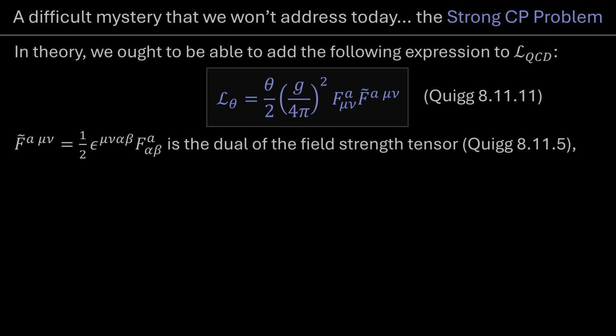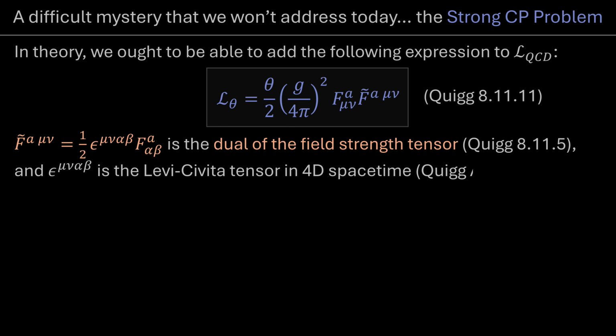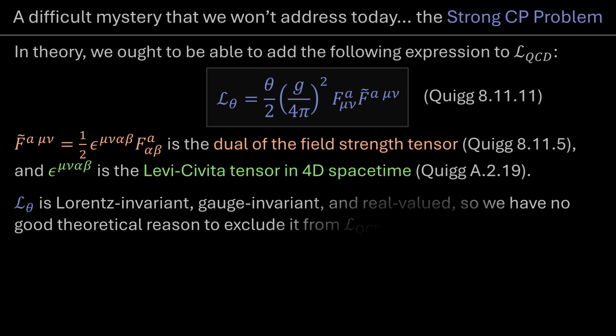So what is f tilde? Well, this is something known as the dual of the field strength tensor. And if you want to read more about that, you can check out Quigg 8.11.5. We're not going to go into depth on it today, but the main thing that I want to point out is that this expression, L theta, is Lorentz invariant, gauge invariant, and real valued. So we have no good theoretical reason to exclude it from the QCD Lagrangian.